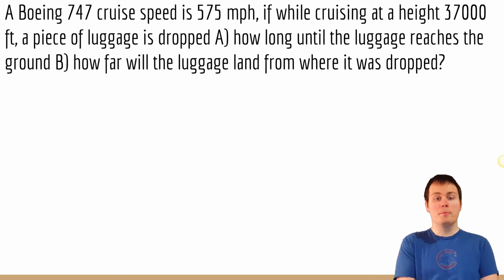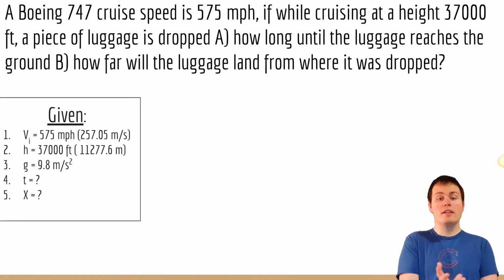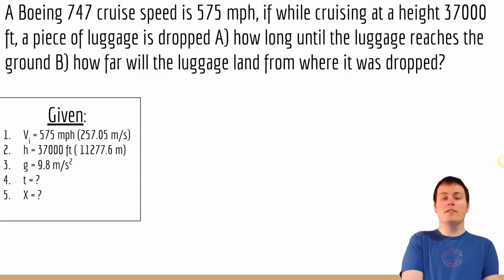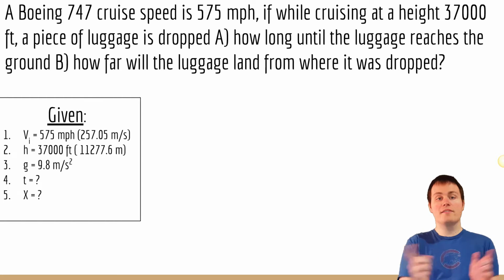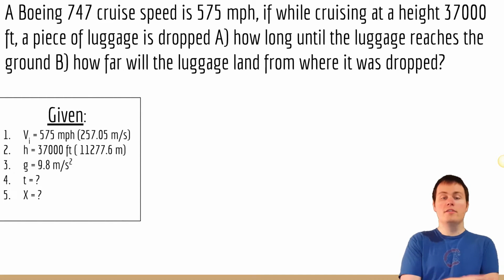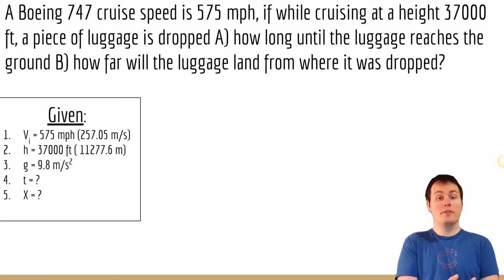But for this problem, we know the initial velocity of 257 meters per second, the height of 11,277 meters, and we know we're on Earth, so there's gravity of 9.8 meters per second squared. What we want to know is time and the distance traveled by the plane during the time interval. So the first thing I did is to solve for time.